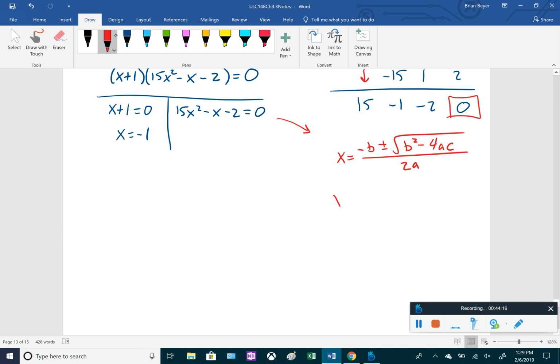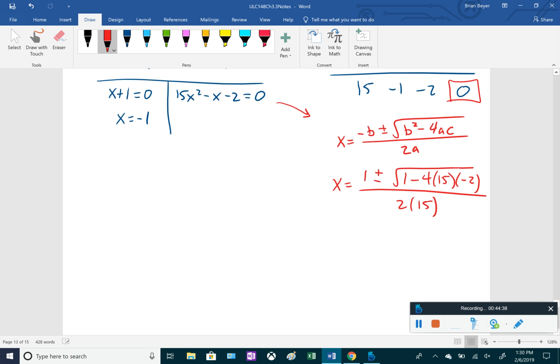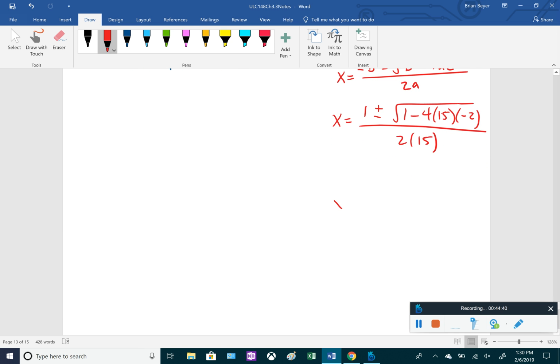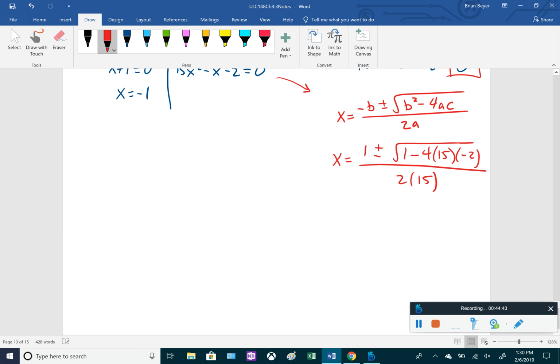So plugging everything in here, we're going to get negative b, so b is -1, so -1 is +1. b squared, so that's -1 squared, which is 1, minus 4 times a, which is 15, times c, which is -2, all over 2 times a, which is 2 times 15. So if we simplify this, we're going to end up getting x equals 1 plus or minus 11. We actually get a perfect square underneath that radicand, over 30.